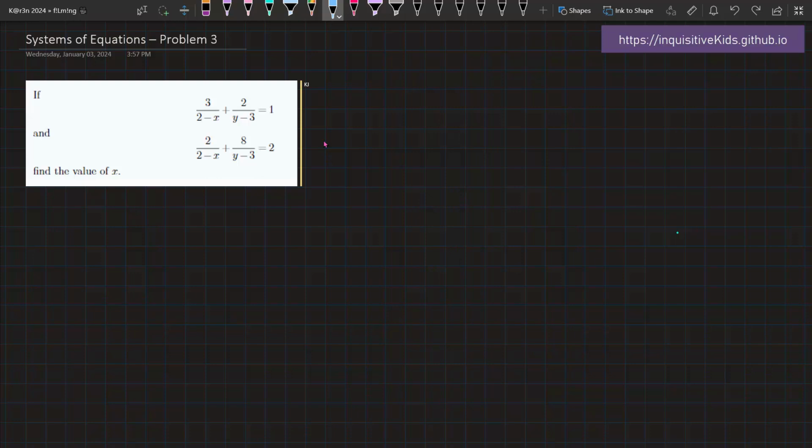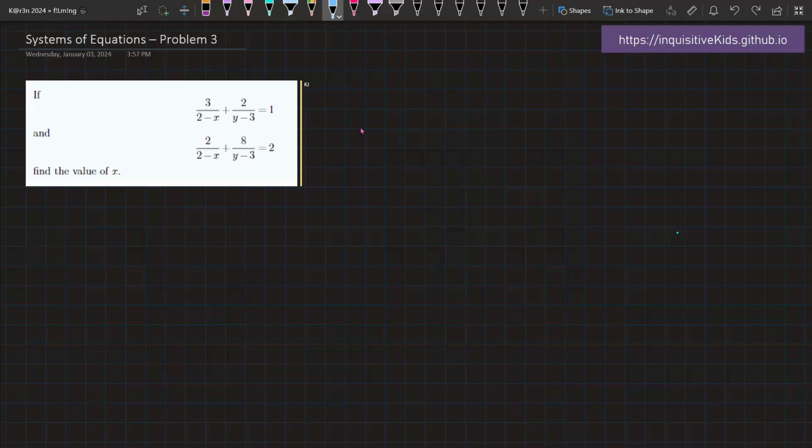So whenever I see a huge expression being repeated multiple times, or maybe not just a huge one, but just an expression that's being repeated multiple times, as in 2 minus x or y minus 3, I usually like to substitute them with a variable, with one variable that just represents that entire expression.